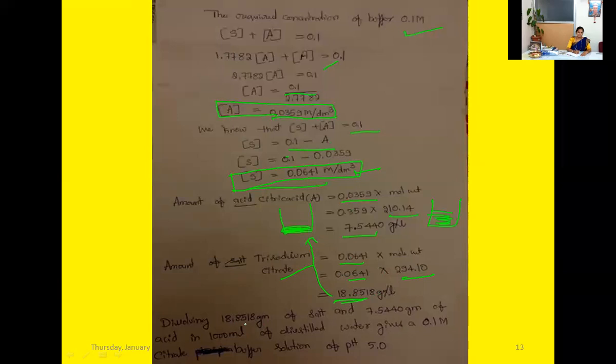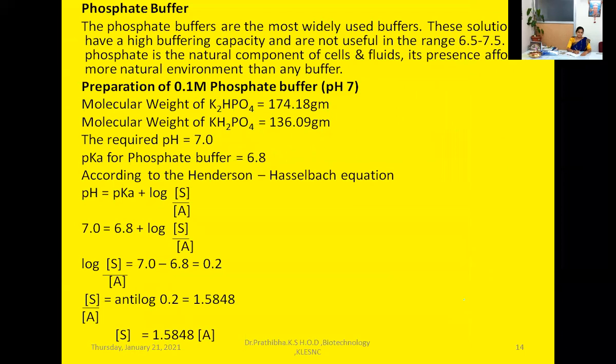Okay, by dissolving 18.8518 grams of salt and 7.544 grams of acid in 1000 ml of distilled water, it gives you 0.1 molar citrate buffer solution of pH 5.0. Okay, this is per liter. You can calculate how much for 15 ml. You can think about that. So this is all about the preparation of the buffer. Hope I made myself clear to you.